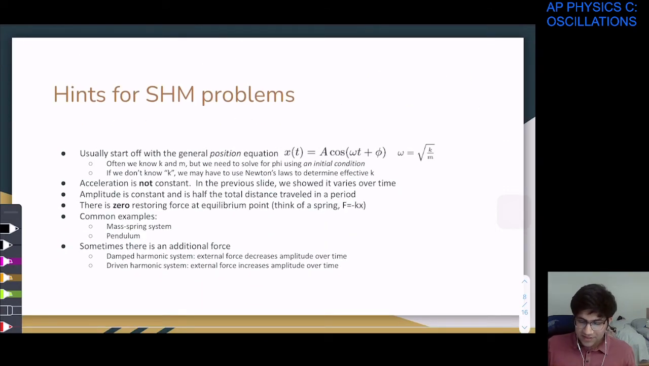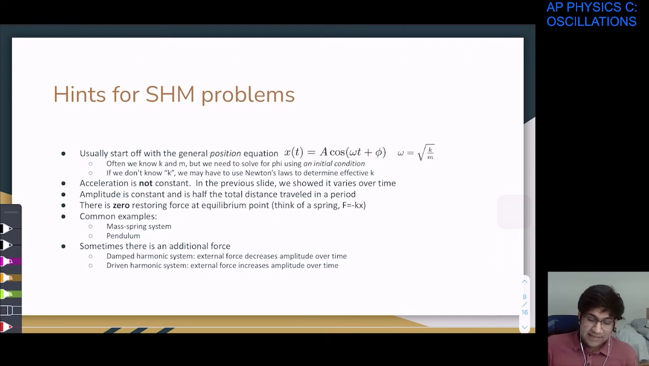Okay. Now I just wrote out some hints that maybe you'll find helpful. The way that I would approach these problems is we start off with a general position equation. So we'll have x of t equal to A times cosine of stuff, where omega we define to be the square root of k over m. Often we know what k and m are, but we don't really know what phi is, because phi is our initial position. And what we would have to do, as we mentioned at the beginning, is solve for phi using the initial condition.